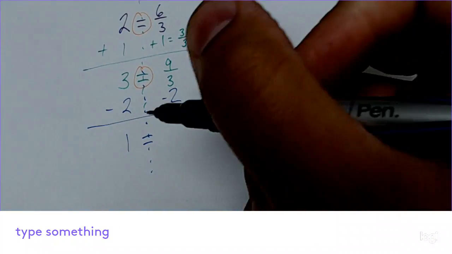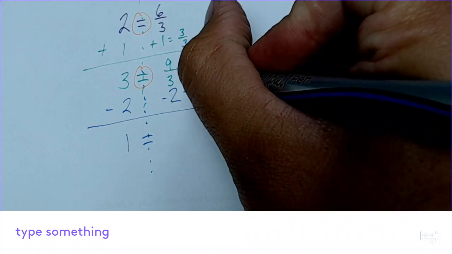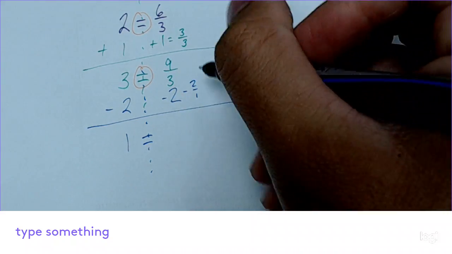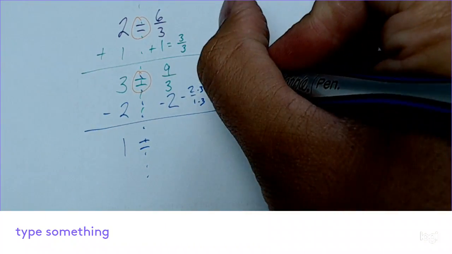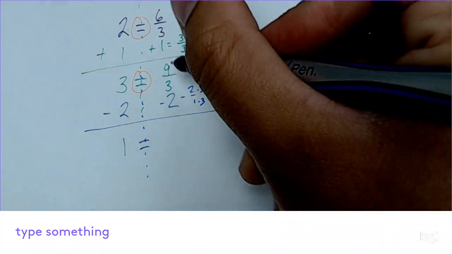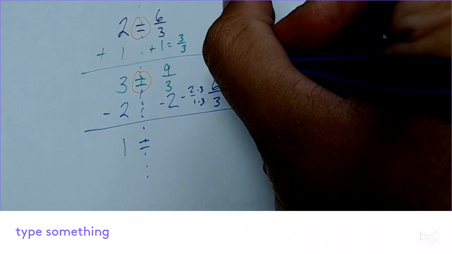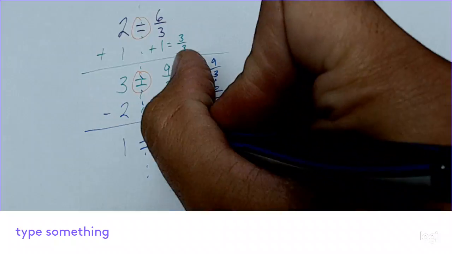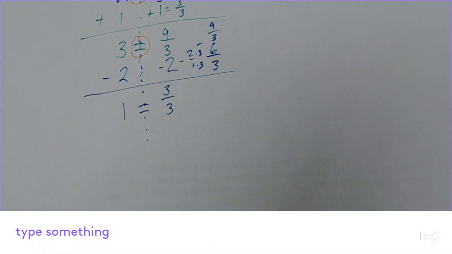Well, I have to rewrite negative 2 as a fraction, so that's negative 2 over 1. Then I need a common denominator of 3, so times 3 over 3, and 2 times 3 gives me 6 over 3. Now I do 9 over 3 minus 6 over 3, which gives me 3 over 3. 3 over 3 is still 1. Great. I haven't broken any rules yet.